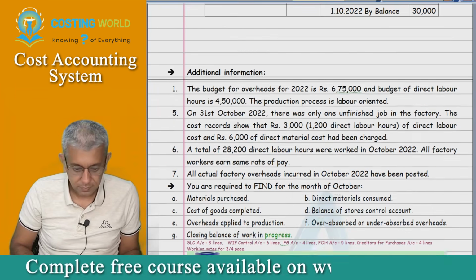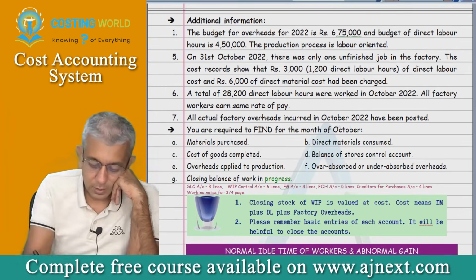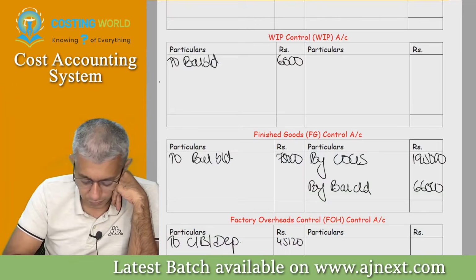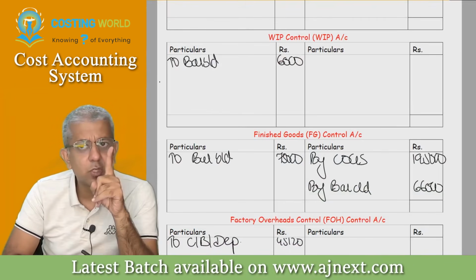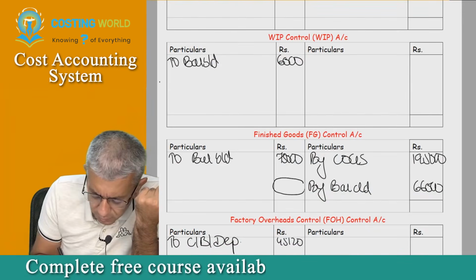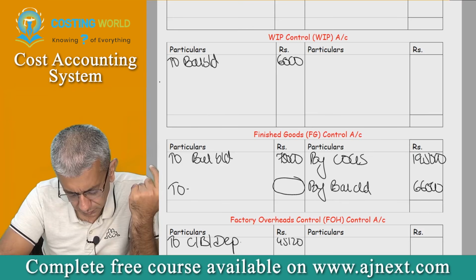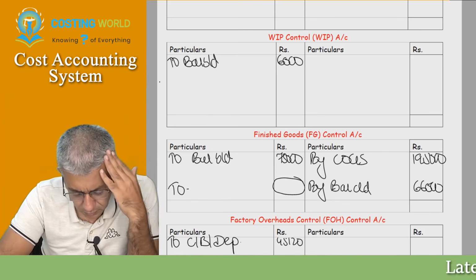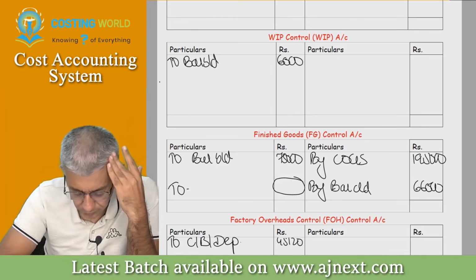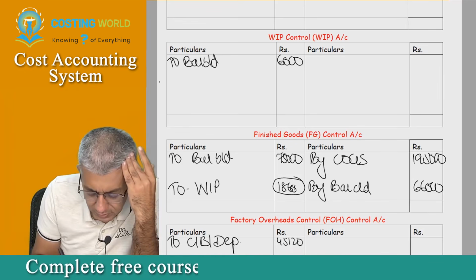Further, now just wait. In this question, if you all read properly, there is no admin, there is no S&D. So this will be your balancing figure. Nothing else is remaining. You tell me what is this amount, please. To WIP, 1,86,000.